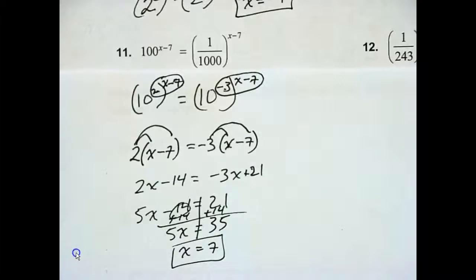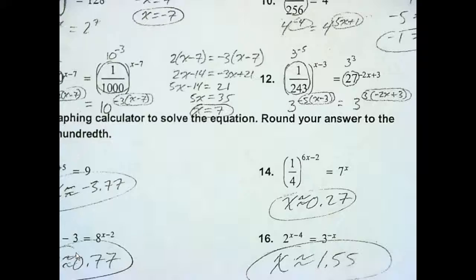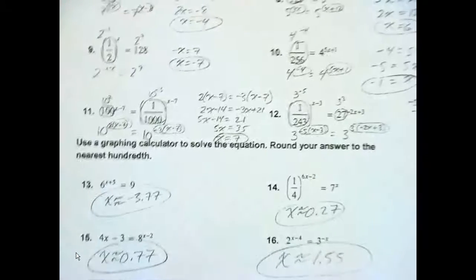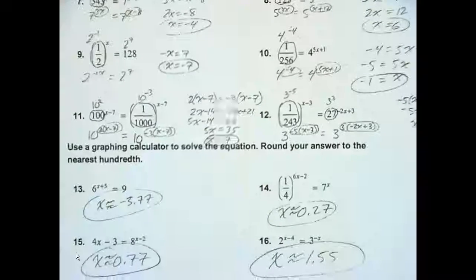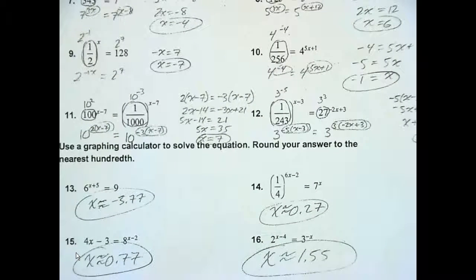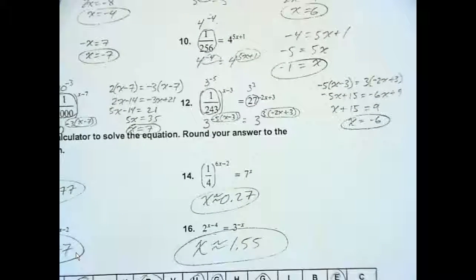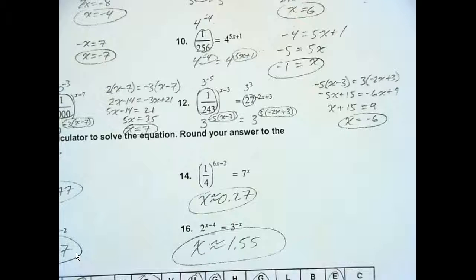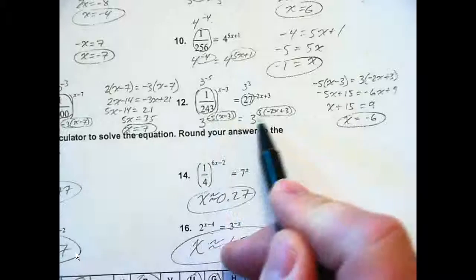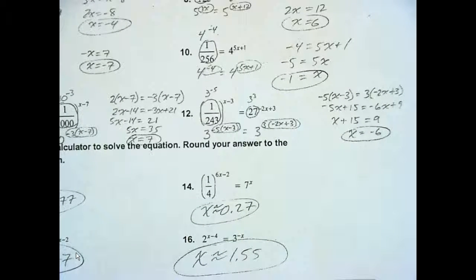Okay, keep asking questions. I'll put up the rest of the answers so you can see and check your work. There are 9, 10, 11, and 12. We kind of went through 9 and 11 there, but there's 10 and 12. So you have 4 to the negative 4th, and then 4 to the 5x plus 1. Here we get 3 to the negative 5th is 1/243, and 3 to the 3rd is 27. Make sure you put your parentheses, do your distributive property, and you end up with x equals -6.